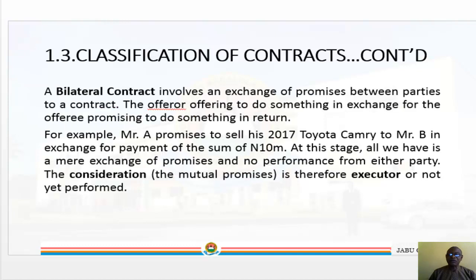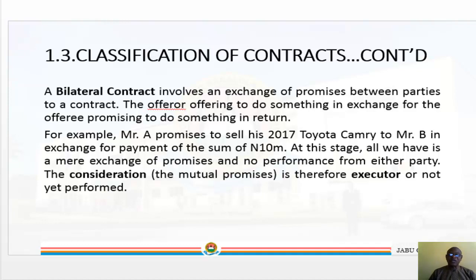A bilateral contract involves an exchange of promises between parties to a contract. The offeror offers to do something in exchange for the offeree promising to do something in return. An example of this is Mr. A, who promises to sell his 2017 Toyota Camry to Mr. B in exchange for payment of the sum of 10 million.